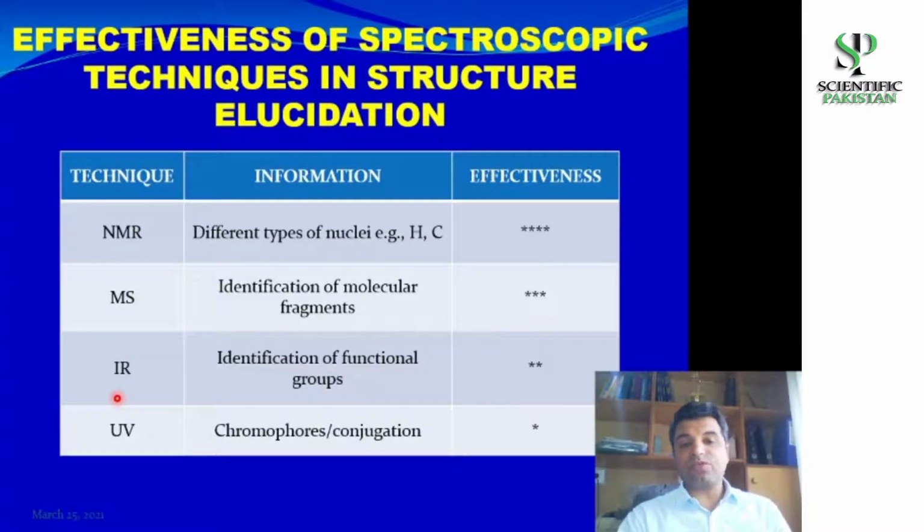Then we have infrared spectroscopy. Infrared spectroscopy is also known as the functional group spectroscopy because it helps us in identification of the different functional groups that are present in the molecule. The information that we gather from the infrared spectrum does not give you all of the information that you need about the structure of the molecule. So I give you 2 stars here. And finally, we have UV visible spectroscopy, which tells you about the presence or absence of conjugation or different types of chromophores present in the molecule, and I give it 1 star. So you can see that NMR is the most effective technique in structural elucidation of organic molecules.